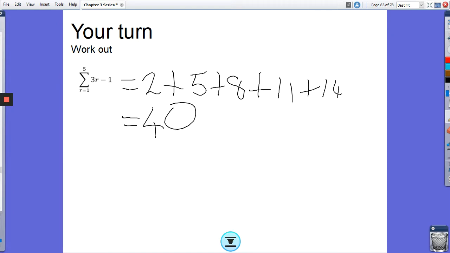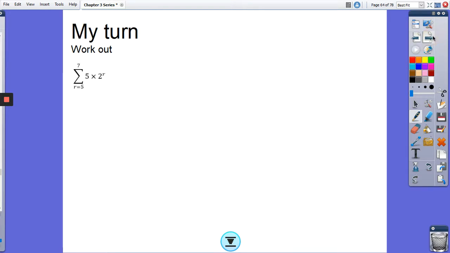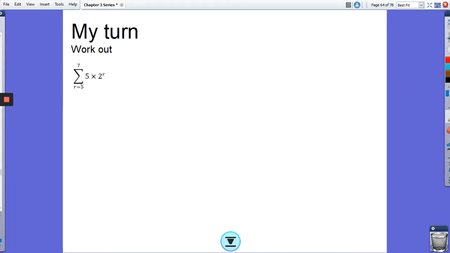Okay, reasonably straightforward. As I said previously, if you've got that right, give yourself a big tick. Let's have a look at a slightly more complicated example now. The first thing to notice is that we have 2 to the power of r, so when we sub in values of r, we raise 2 to the power of those values. The second thing to note is that we're not starting at 1. We're starting at 5 this time and going through to 7.